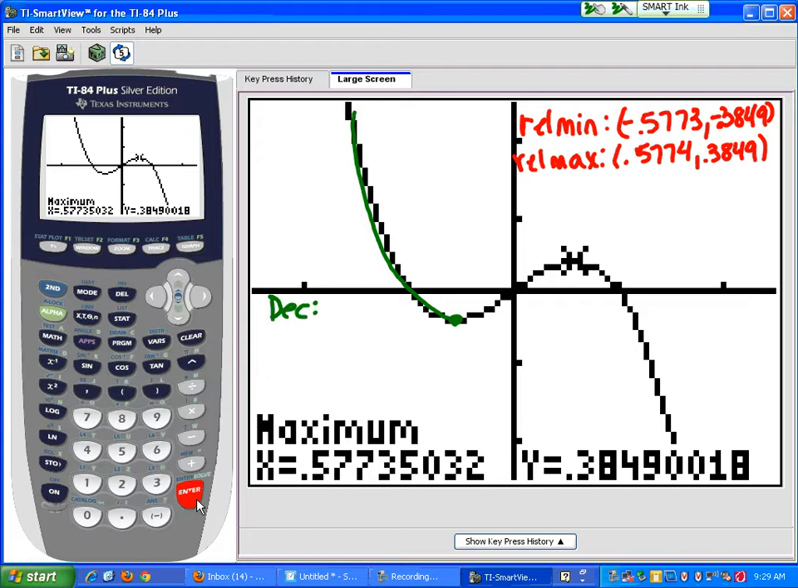And what's the interval that we're decreasing from? Parentheses, negative infinity to the x value of my minimum, which is negative 0.5773. So that's where I'm decreasing. And then from my point here to my point here, which is my relative maximum, what are my values doing?